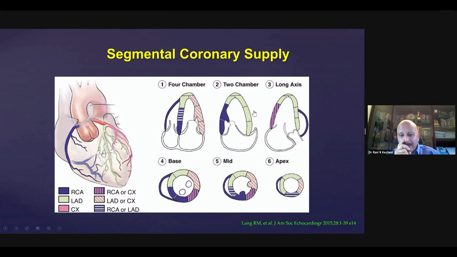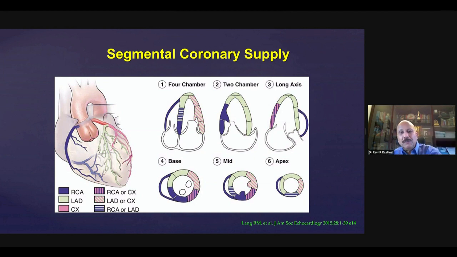This is a schema from my good friend, Dr. Roberto Lang, from JASE 2015, in which he has said that you can get RCA, LAD in light green, LCX pinkish, but there is an overlap. There is an overlap, and that we have to understand. The reason I showed you these examples was also to show that it is of course very important to look at wall motion abnormalities, and sometimes you can also tell which arteries may be most likely involved.